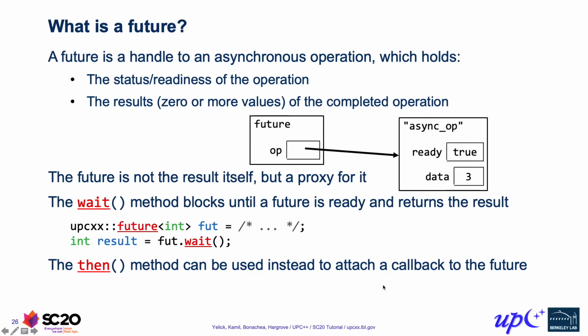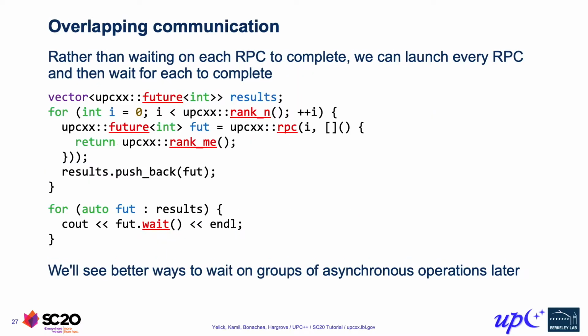Since something like RPC is an asynchronous operation, we normally don't want to immediately wait every time we launch one. Instead, we want to overlap multiple operations, either communication with communication or communication with computation. Let's take a look at a basic example of doing that. Here we have a vector that's keeping track of multiple futures. We'll launch several operations, each of which gives back a future, store them in the vector, and then wait on them after we've launched everything. Here we're actually launching an RPC to every other rank.